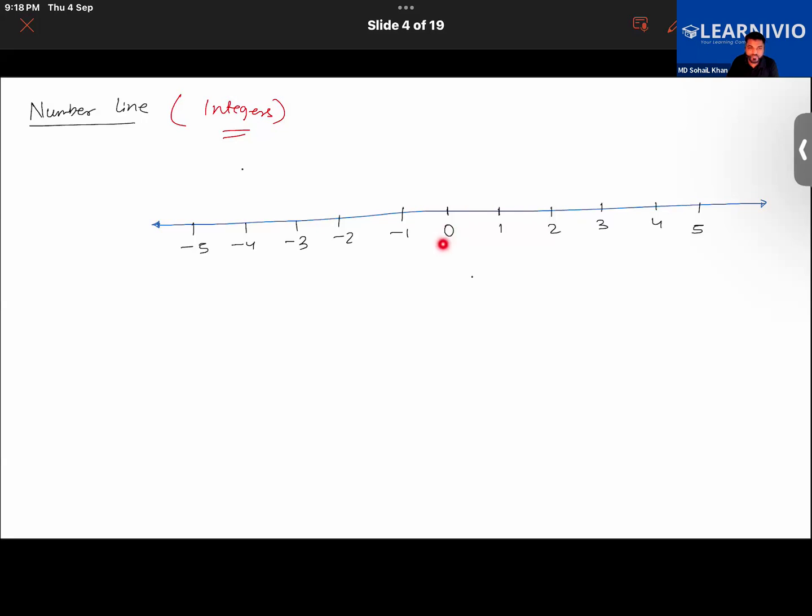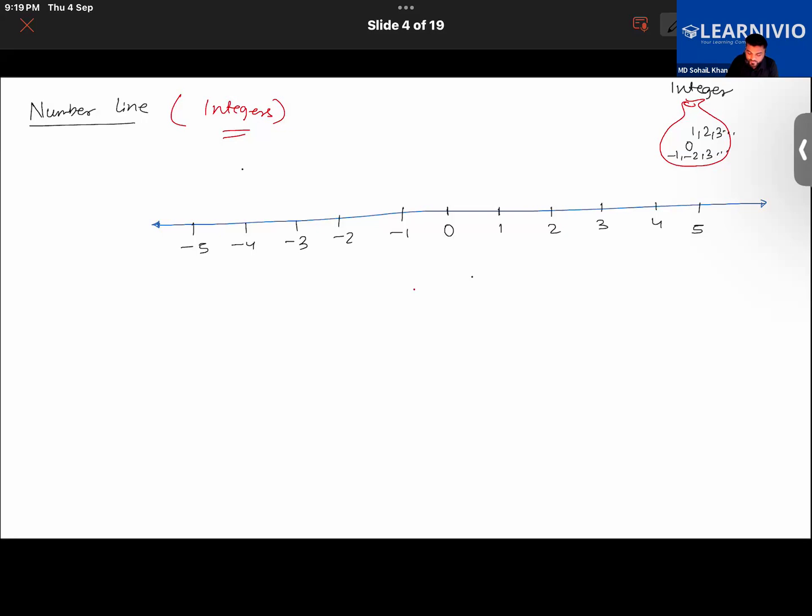Not this thing, but this is the number line. Integer is basically the collection. Suppose you were to take a bag, and in that bag you have put all the positive numbers like 1, 2, 3, up till infinity, and let's say you have put 0, and then you have put negative numbers also, like -1, -2, -3, and so on. So this collection of positive numbers, negative numbers, and 0, that is called integers.